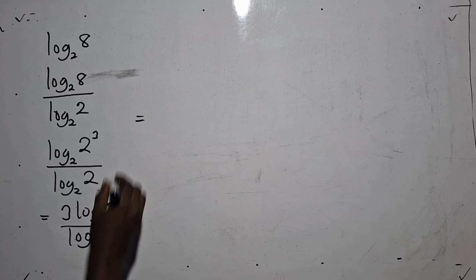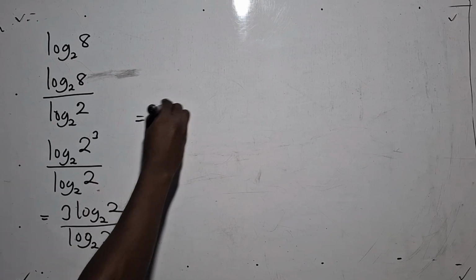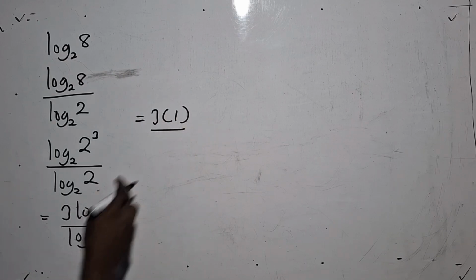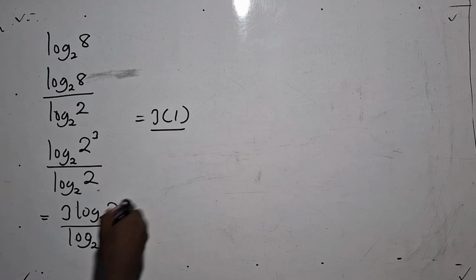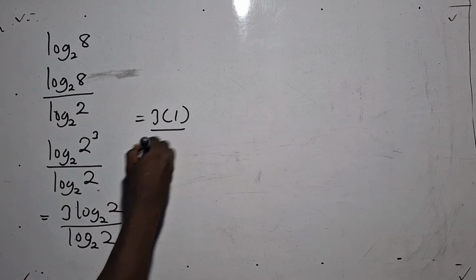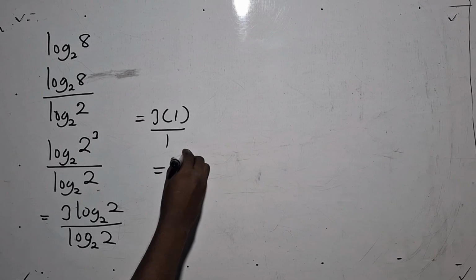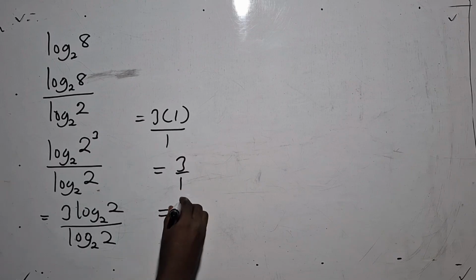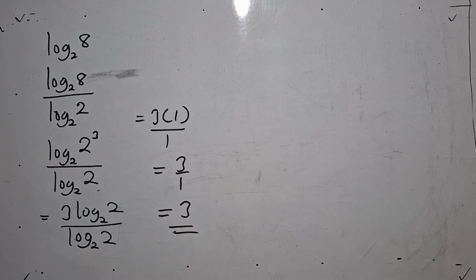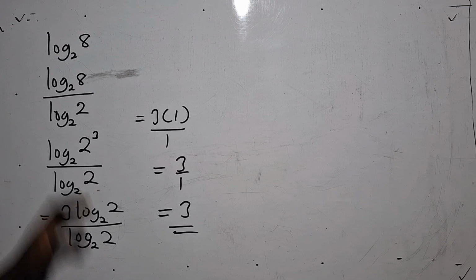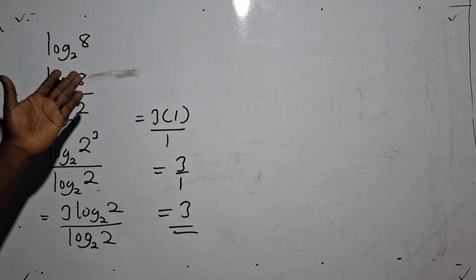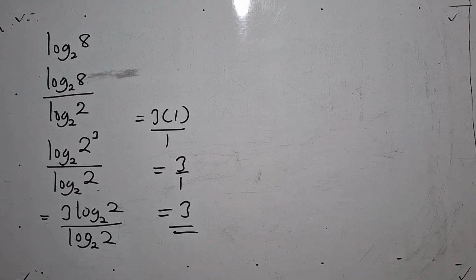So I'm going to continue here. This one will give me 3 times 1, since log to the base of itself is 1, all over log to the base itself, which is also 1. So this one is going to be 3 divided by 1, which is the same as 3. This is how this is solved, so you can try that. Anytime you punch log base 2, 8, you get 3. So with the change of base method, this is how we solve.